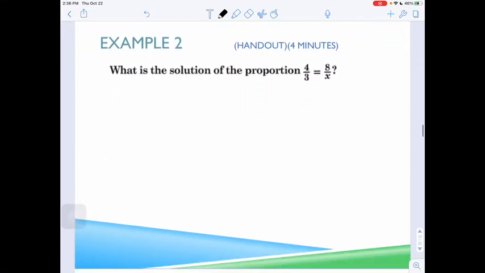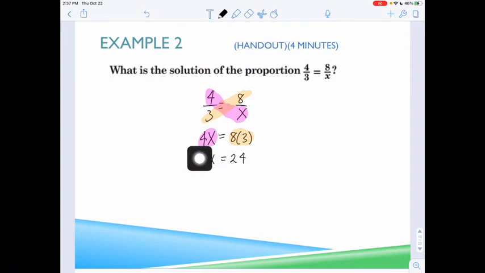So for example 2, we have: what is the solution of the proportion 4 over 3 equals 8 over x? The cross product property tells us that if we go diagonally across the equal sign and multiply, we get 4x equals 8 times 3, which gives us 4x equals 24. Now we want to isolate the x, so we're going to divide both sides by 4. When you divide 4x by 4, you get 4 over 4 is 1, and that's just x. 24 divided by 4 is 6.